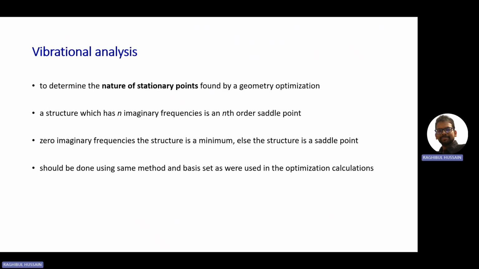So this is the nature of stationary points. A structure which has n imaginary frequencies is an nth order saddle point. So with 0 imaginary frequencies, the structure is a minimum, else the structure is a saddle point.